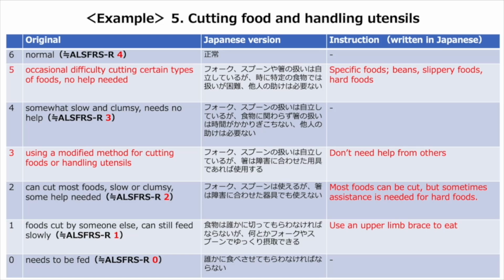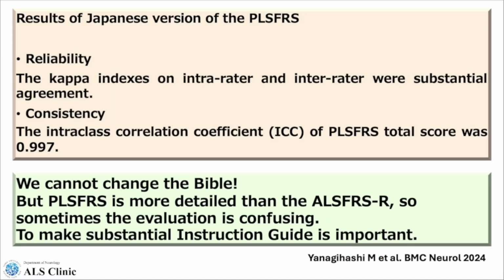And as you know, PLSFRS-R is very detailed. The change is very small. So we spent more time to make the instruction guide. And the results are very nice, both reliability and consistency. I also showed you the results at the ALS meeting. And so the summary is, PLSFRS is more detailed than ALSFRS-R. So sometimes the evaluation is confusing, but we cannot change the Bible. So we think that to make the clinical trial succeed, it is important to make the instruction guide.